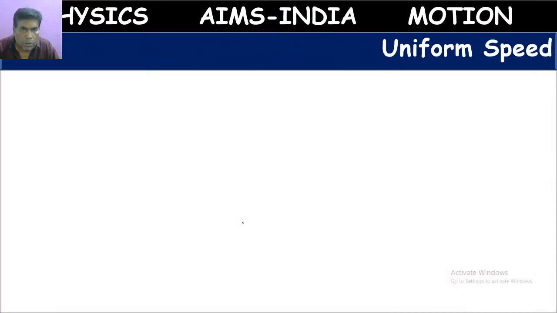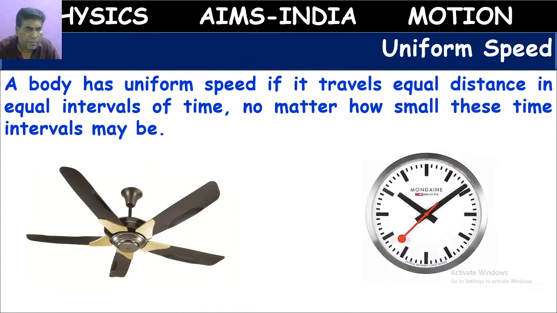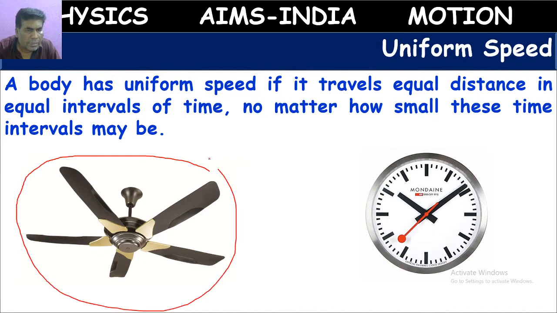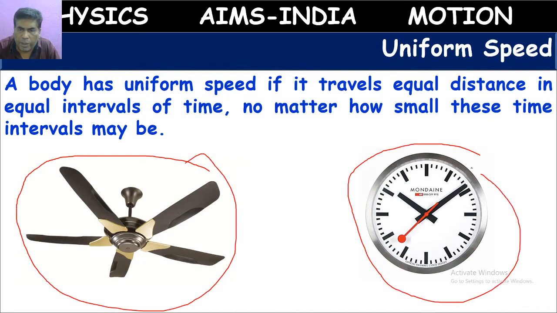So next, uniform speed. If you take the example of a ceiling fan, or the hands of a wall clock, we call these the blades of the ceiling fan. If you observe the motion of the blades of a ceiling fan or the hands of a wall clock, the seconds hand, minutes hand, or hours hand, what do we observe? They move in different directions. Their direction is not constant.